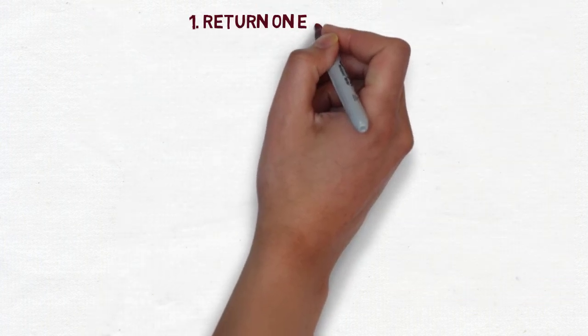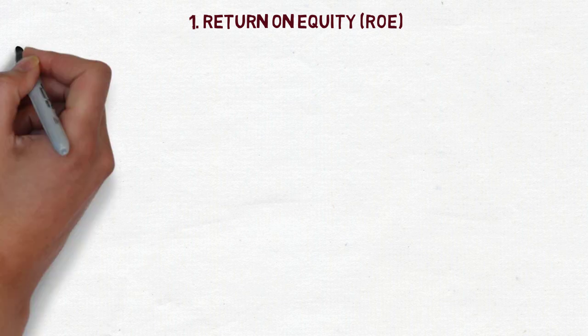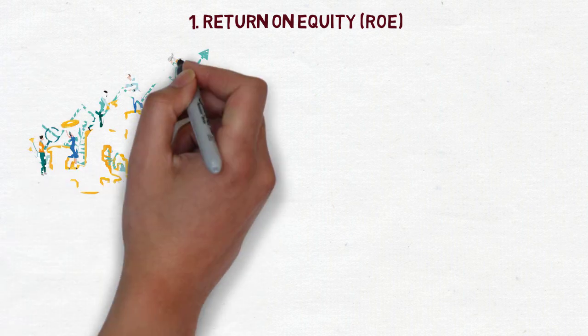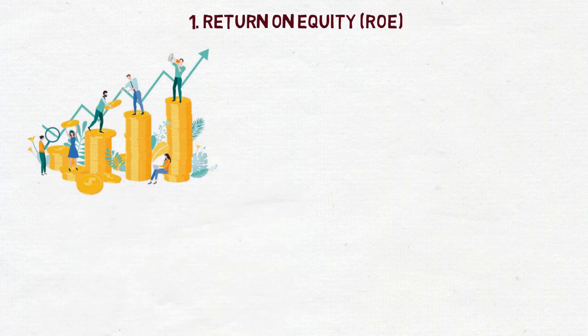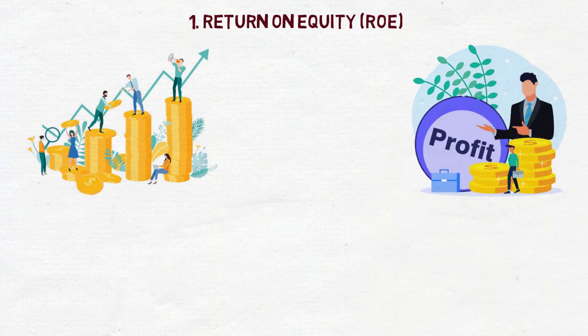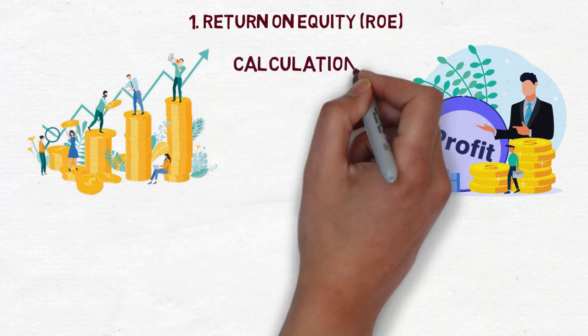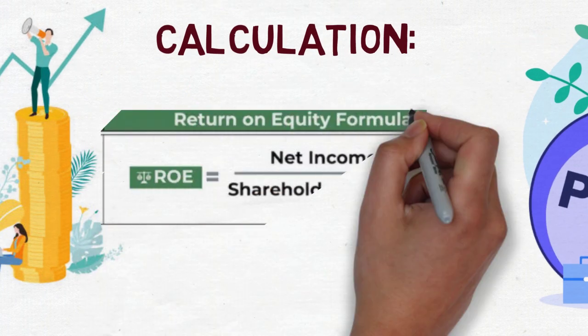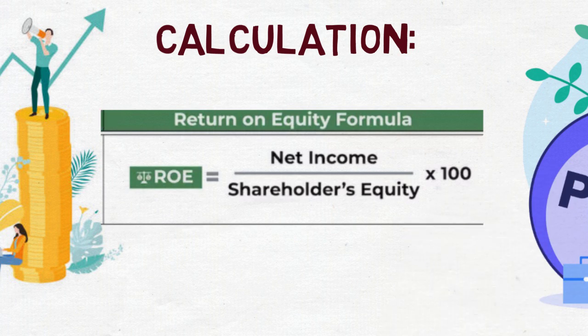So the number one factor we need to consider is return on equity. Return on equity measures a company's ability to generate earnings in relation to its shareholders' equity. ROE is expressed as a percentage, and this financial ratio indicates how much profit is generated by the company for each rupee of the shareholders' equity. You can calculate ROE by dividing net income by shareholders' equity and then multiplying by 100.